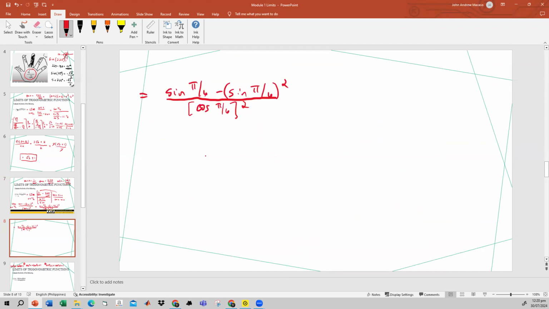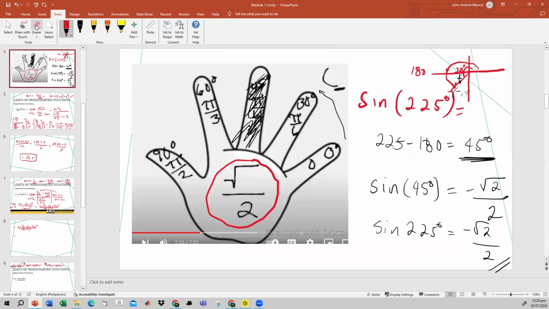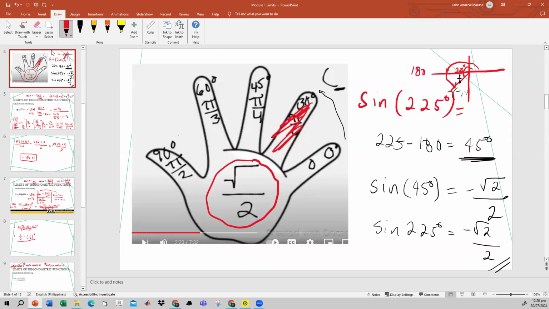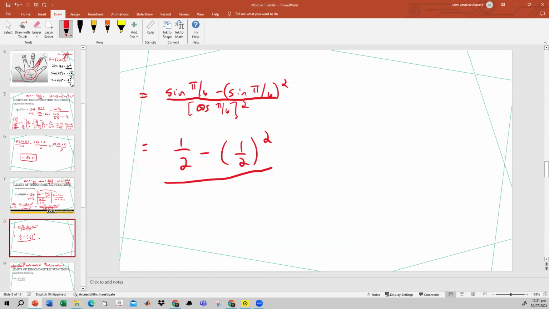So what is sine pi over 6? So using your hand, class, this is the pi over 6, right? So that's 30 degrees. So again, if you're looking for sine, you just need to start from the little finger. So that's 1/2, right? So the sine of pi over 6 is just 1/2 minus, of course, 1/2 squared over cosine of pi over 6. So again, we'll start with our thumb to get the cosine of pi over 6. So 1, 2, and 3. So we have 3. So that's basically square root of 3 over 2 then squared.